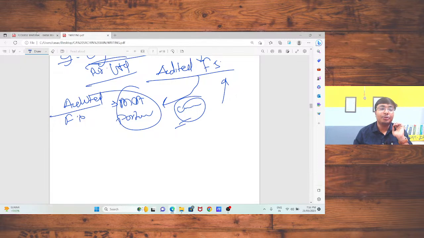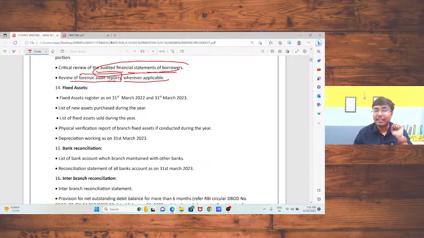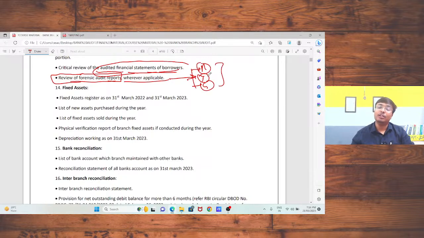So I am also going to share multiple techniques during the bank branch audit. Review of forensic audit reports, wherever applicable. If there is any forensic audit applicable, in that case you should check that forensic audit report also. In that report you will find certain points in the form of a red flag, a yellow flag, and a green flag. You should be very careful with your red flag accounts or red flag points.